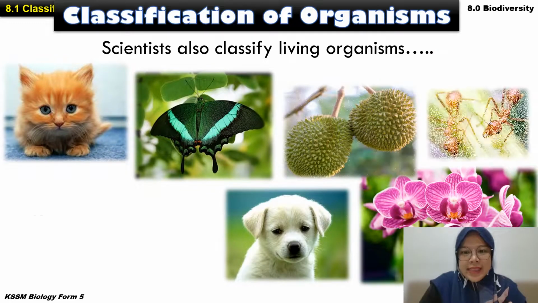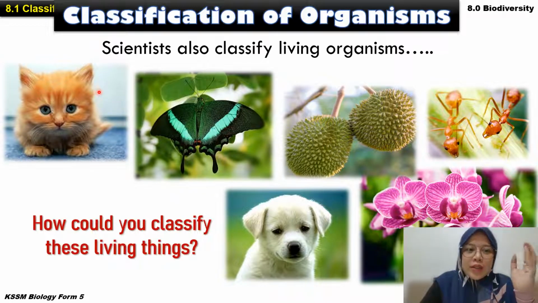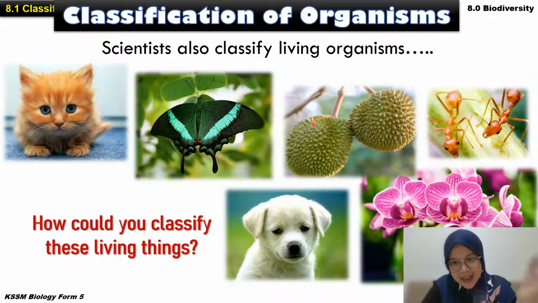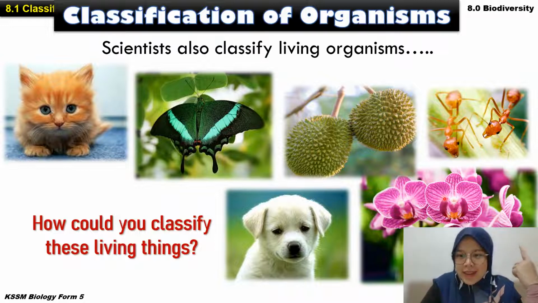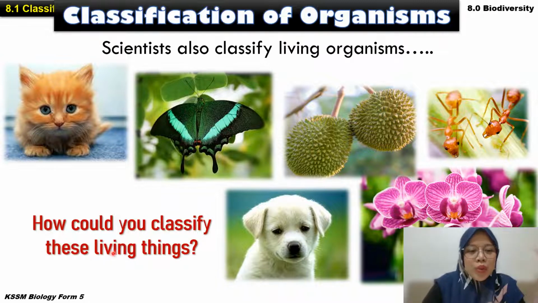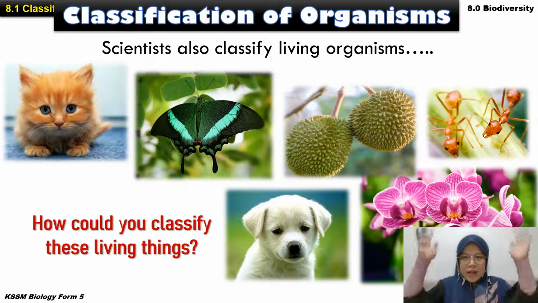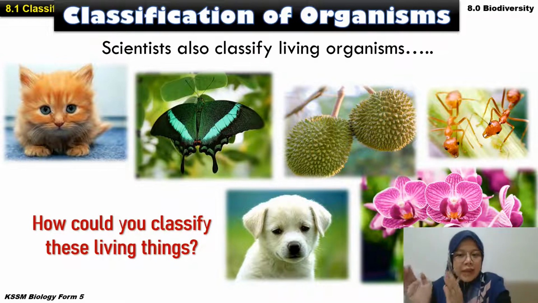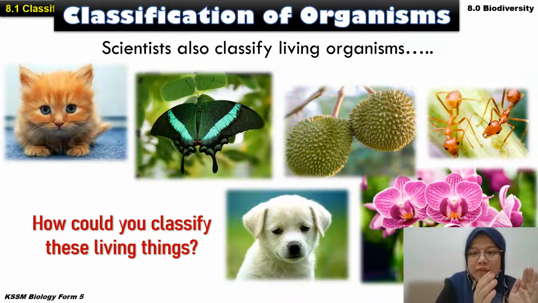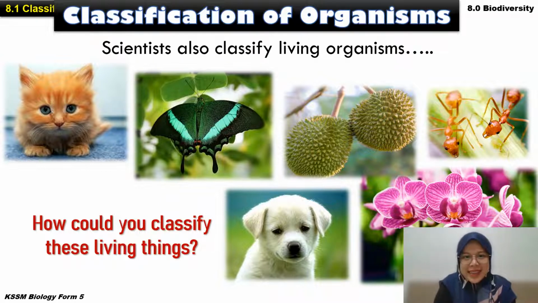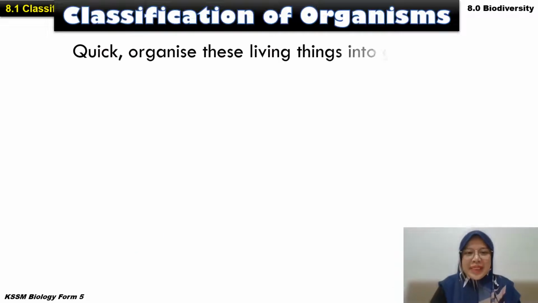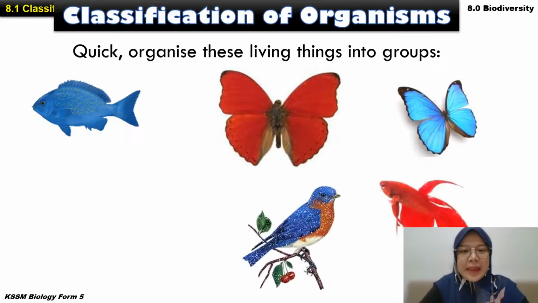So you are looking at this, okay, kita ada kitten, we have butterfly, we have durian, and then we also have ants. Dekat belakang saya ini adalah orchids and also this cute puppy. So how could you classify these living things? We can classify these as animals and also plants. Betul tak? Ke tak setuju dengan saya? Okay. Alright, kita tengok. I give you one example.